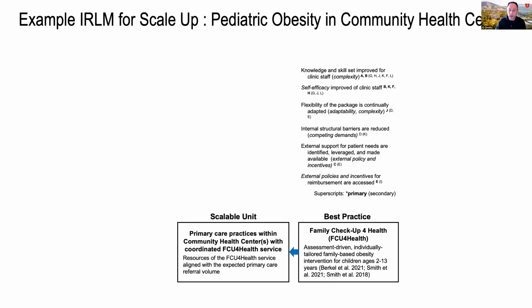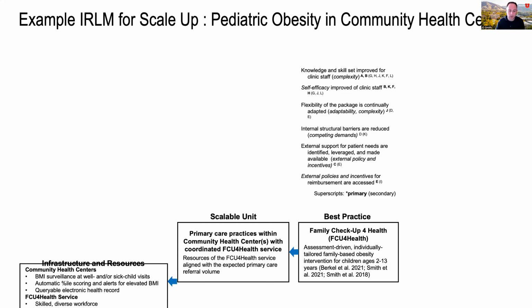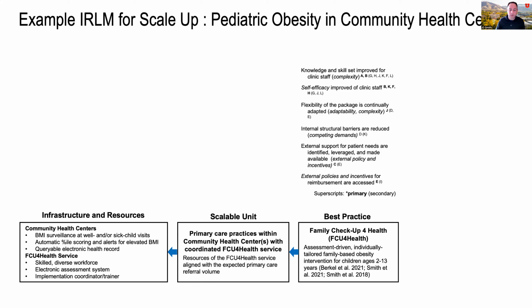So there are a number of resources of the Family Checkup for Health service that are aligned with expected primary care referral volume, and that has to be determined. So how many different primary care practices do you need to actually have a sufficient number of eligible and engageable families to be able to support a centralized Family Checkup for Health service that takes referrals from multiple community health centers? We then have a number of infrastructure and resources that are necessary.